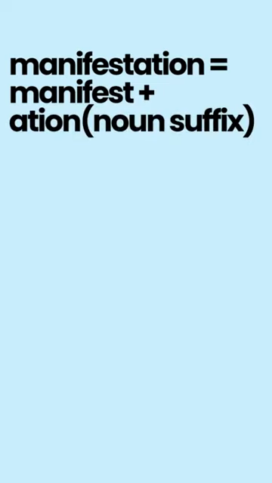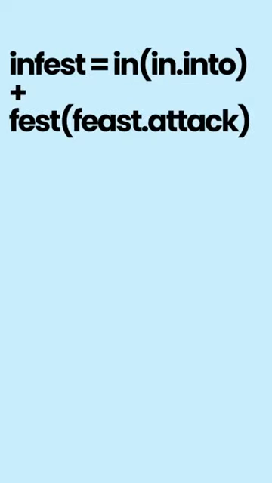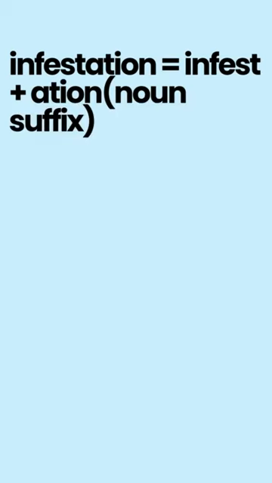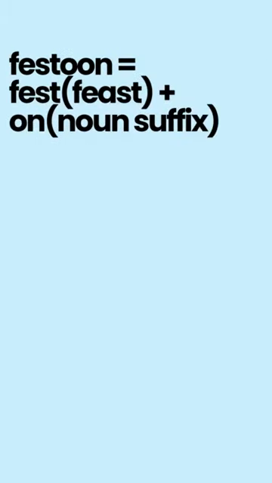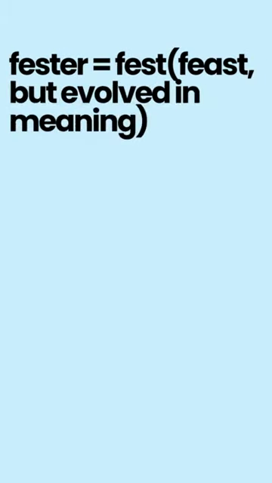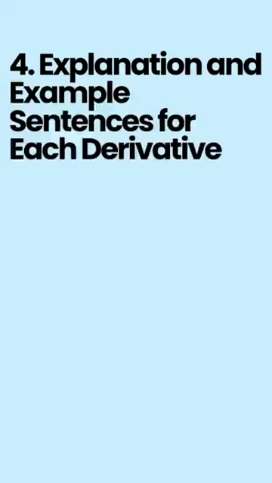Manifestation: manifest, -ation noun suffix. Infest: in, fest, feast, attack. Infestation: infest, -ation noun suffix. Festin, fest, feast, -in noun suffix. Fester: fest, feast, but evolved in meaning. 4. Explanation and example sentences for each derivative.